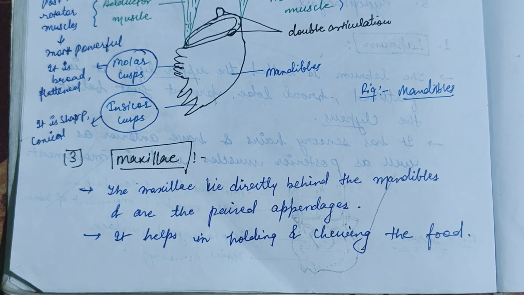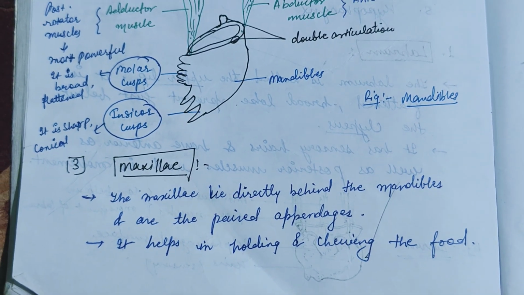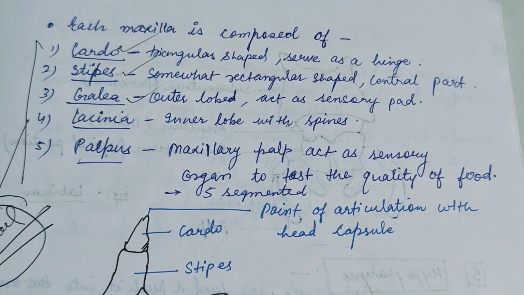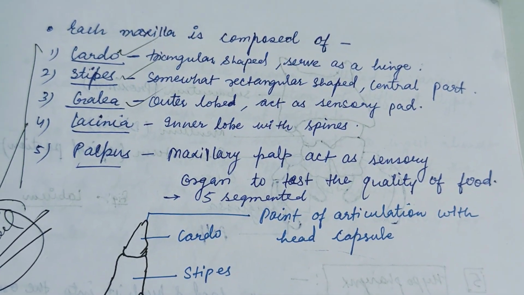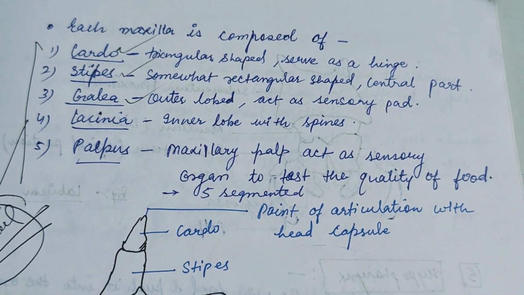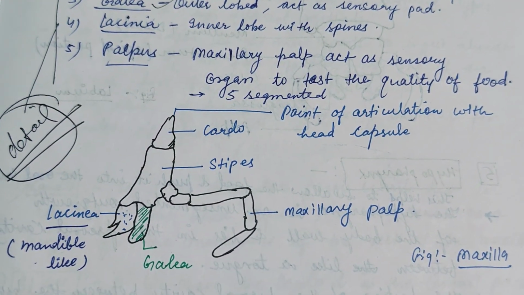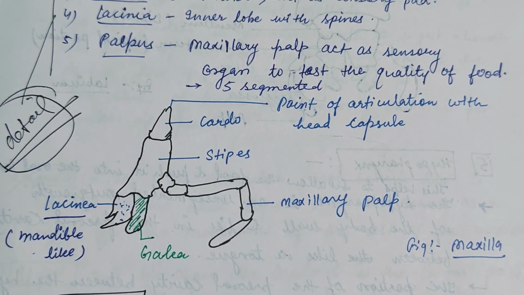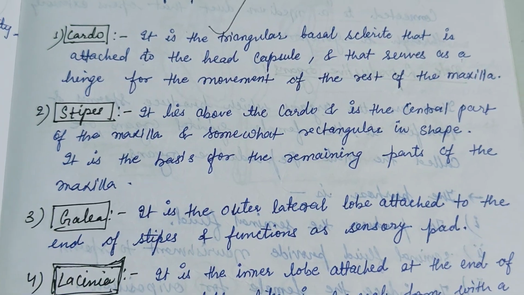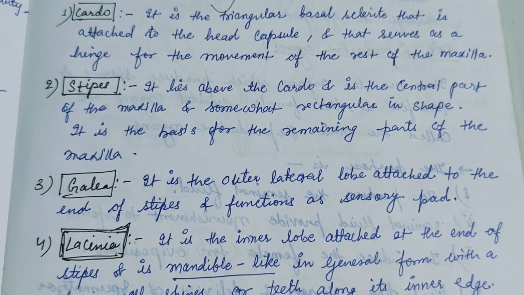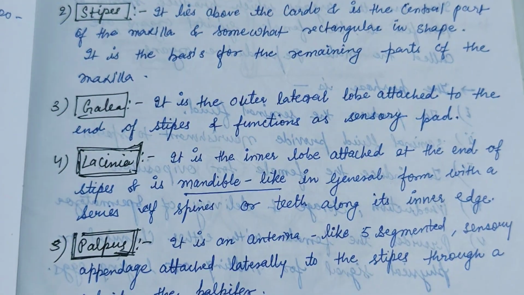Next one is the maxillae. Maxillae lie directly behind the mandibles and are paired appendages helping in holding and chewing the food. The paired maxillae are composed of the cardo, stipes, galea, lacinia and the palpus. The figure of the maxillary palp or the maxilla is as follows. Here is the detail of each portion of the maxilla, that is cardo, stipes, galea, lacinia and the palpus.